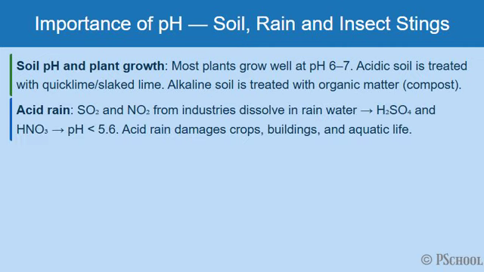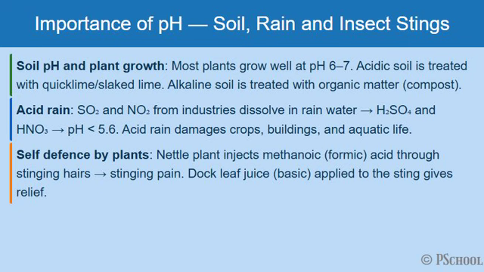Acid rain: sulfur dioxide and nitrogen dioxide from industries dissolve in rainwater to form sulfuric and nitric acids, giving acid rain with pH less than 5.6. Acid rain damages crops, buildings, and aquatic life.